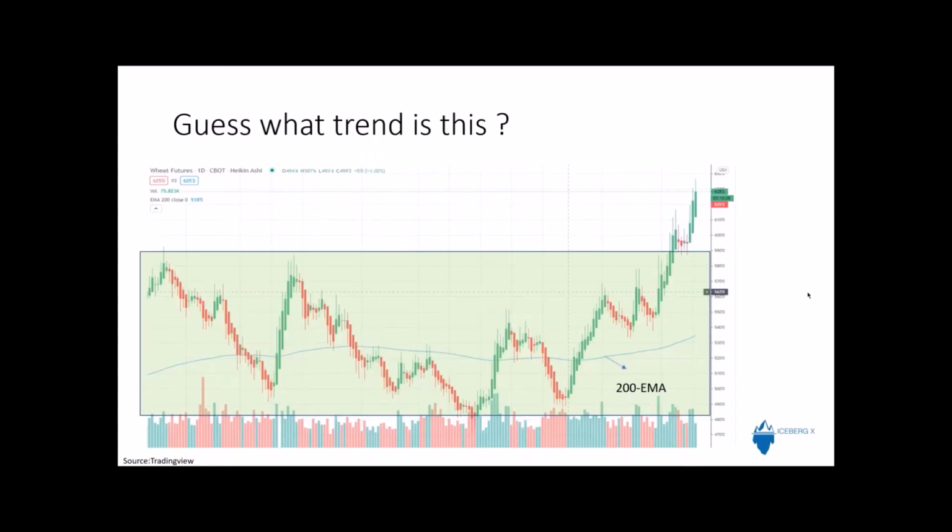Now, just a practical example, if you look at this chart, you can clearly see what kind of trend it is. Obviously, the 200 EMA curvature line is still pretty flat, but of late it's actually pointing up. And if you look at the candles, the majority of the candles are above the 200 EMA line. So this indicates that the market is on a bullish phase.